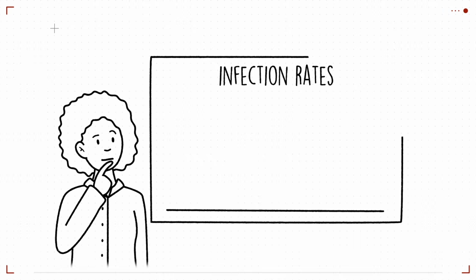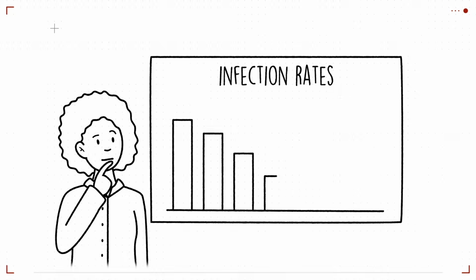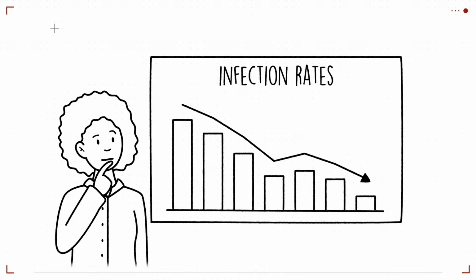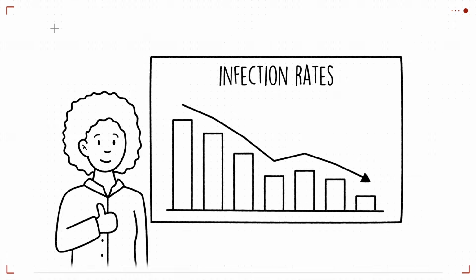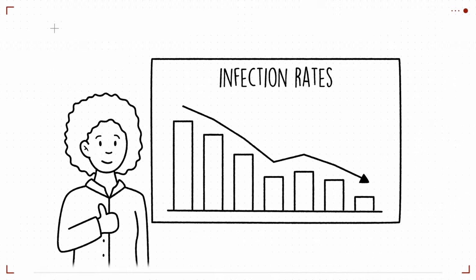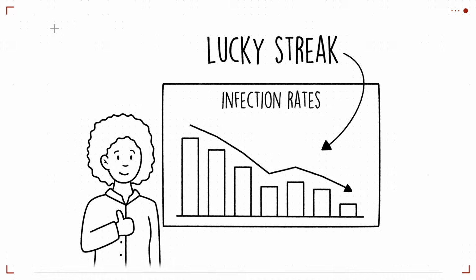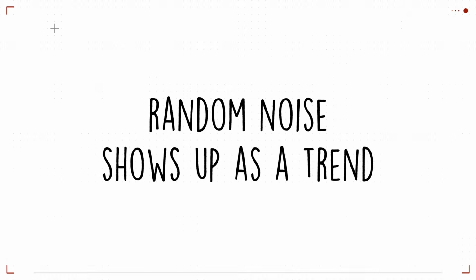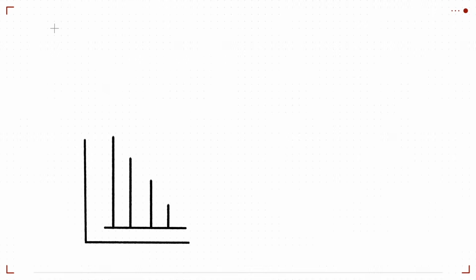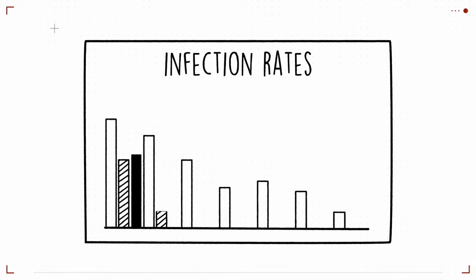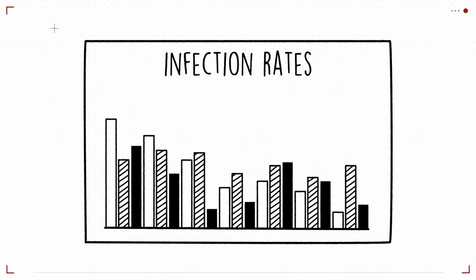Consider a hospital VP in charge of quality of care who sees a drop in infection rates and assumes a new protocol is working. But often it's just a lucky streak. Random noise shows up as a trend. By grounding your decisions in diverse data rather than a single perspective or AI tool, you can tease out the true signal from the noise and manage uncertainty with better precision.